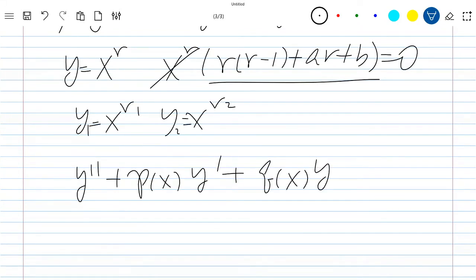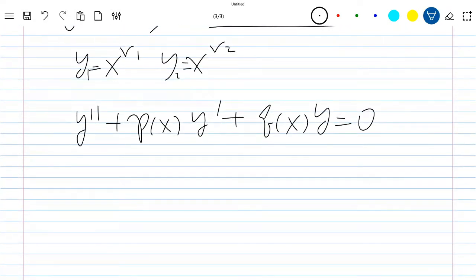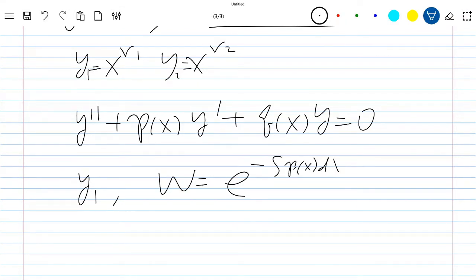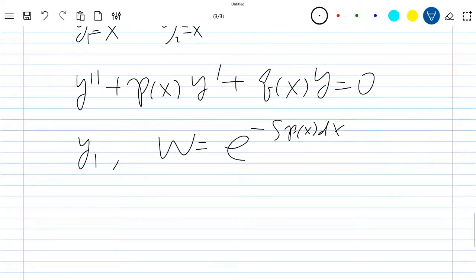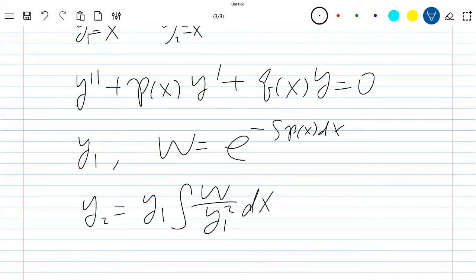In general, you don't know the solution, but if you somehow guess or you're given a solution y1, then we can use the Wronskian method to find the other solution. The Wronskian is e to the negative integral of p. You could have a constant in the front, but if we just want to find a solution, we can assume that constant is 1, so you can erase that. Then you can use y2 equals y1 times the Wronskian over y1 squared to find the other, linearly independent solution.